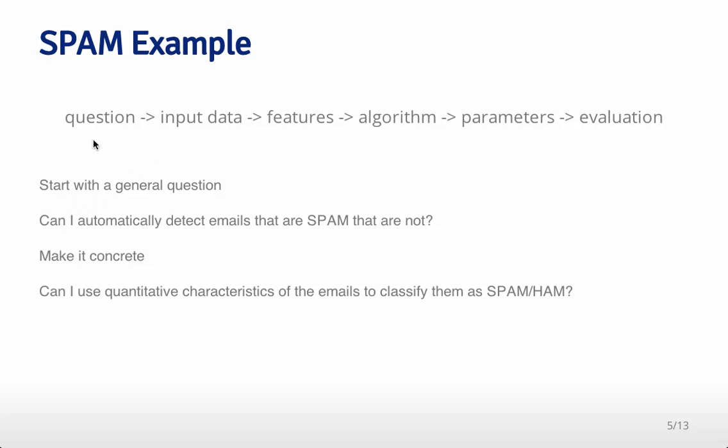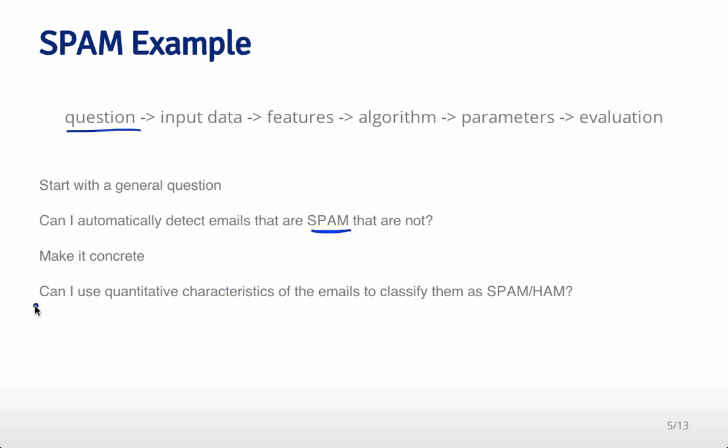So you start off with asking something about the question. In general, people usually start with a quite general question. So here it is: can I automatically detect emails that are spam from those that are not? Spam emails are emails that you got that come from companies that get sent out to thousands of people at the same time and that you might not be interested in. So you might want to make your question a little bit more concrete. You often need to when doing machine learning.